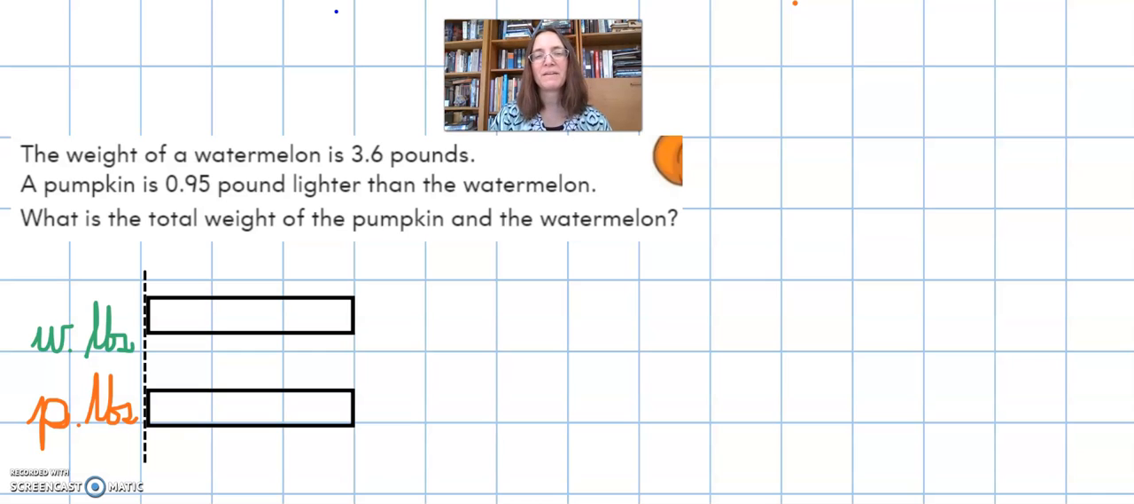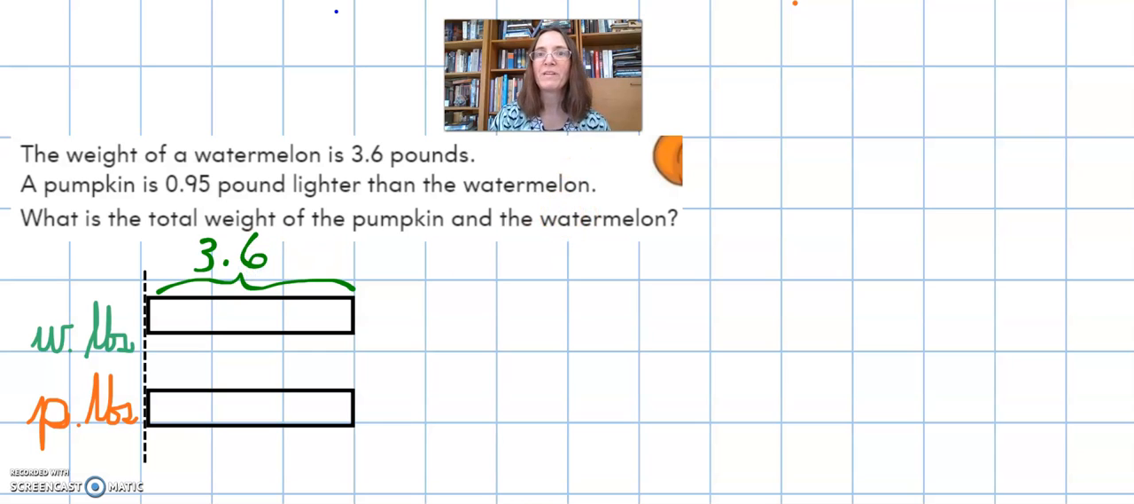Now that I've got my bar models with the same starting place and they start off even, one for each of my who's, and you can see I use that ancient abbreviation LBS for pounds, I'm ready to reread and redraw. The weight of a watermelon is 3 6/10 of a pound. Okay, then that means I know how much this whole box is. And because they're even, this bottom box also is the same. So we're going to call that 3 6/10 pounds right there.